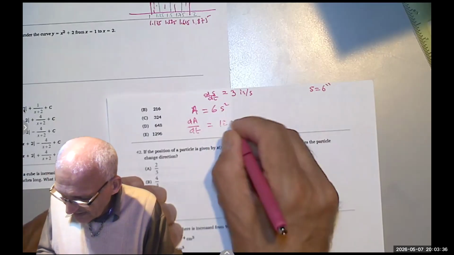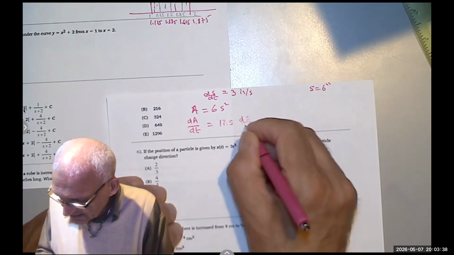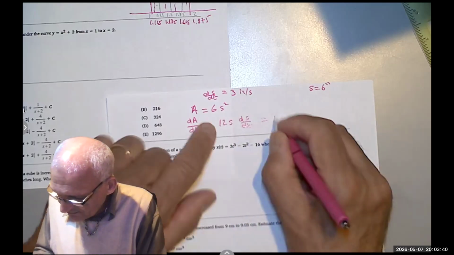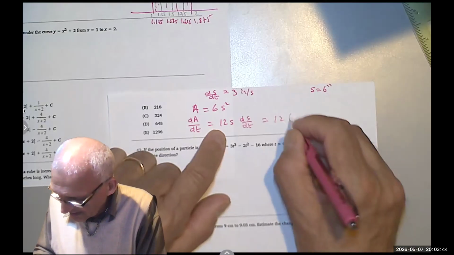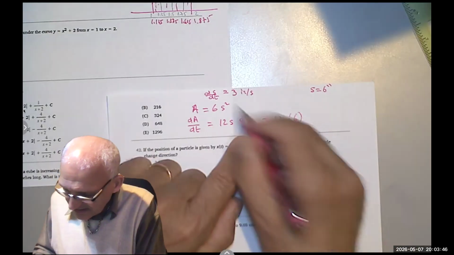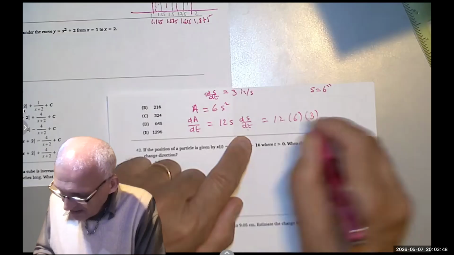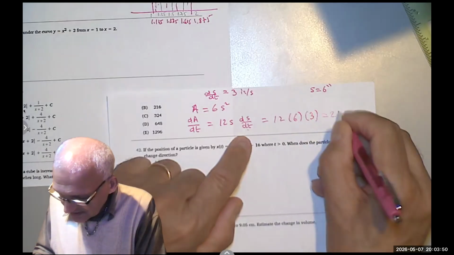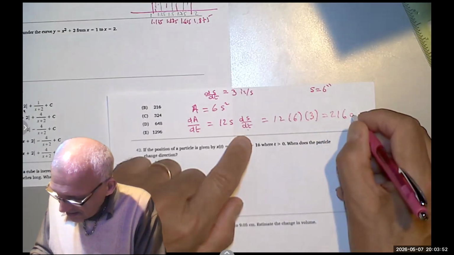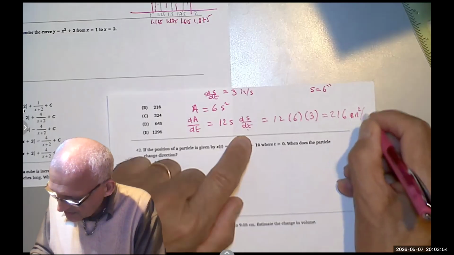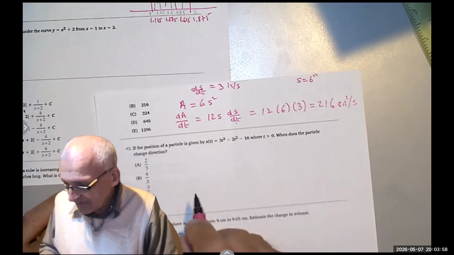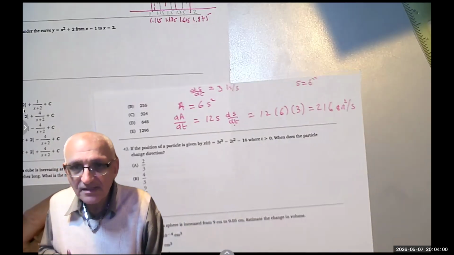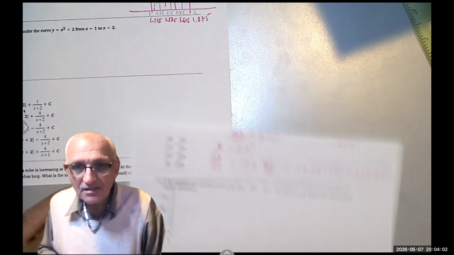So you get 12s ds/dt. And they tell you when the side was 6, so times 6, and ds/dt is 3, times 3. 18 times 12 is 216 inches square per second. Right? Yeah, how do you multiply 12 by 18 quickly?